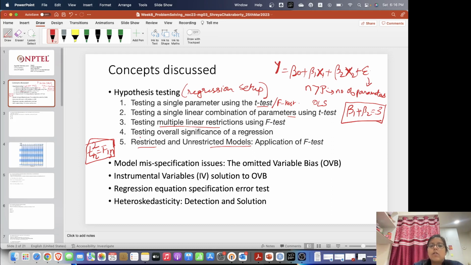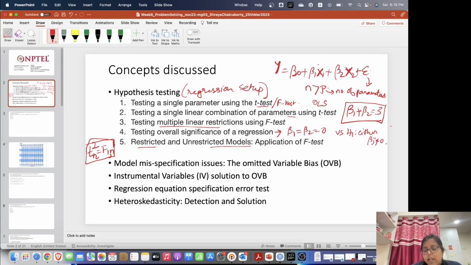Okay, and then we also got to that restricted unrestricted setup where we could test multiple linear restrictions using the f-test, and also testing the overall significance of the regression. So when I say overall significance, I mean beta 1 equal to beta 2 equal to 0. If all coefficients are set to 0, then none of the regressors are significant to the model, versus the alternative, which is beta j not equal to 0 for some j.